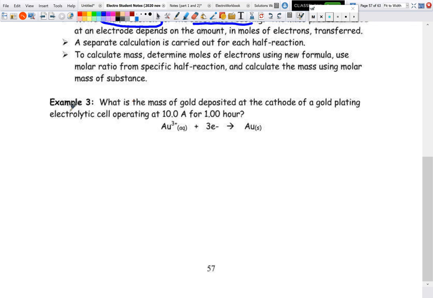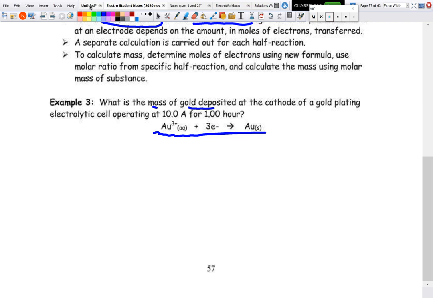So let's look at example 3 here, where we're going to apply our 4-step method for stoichiometry. It says, what mass of gold is deposited at the cathode of a gold plating electrolytic cell operating at 10 amps for 1 hour? We'll notice our equation is already given to us right here.